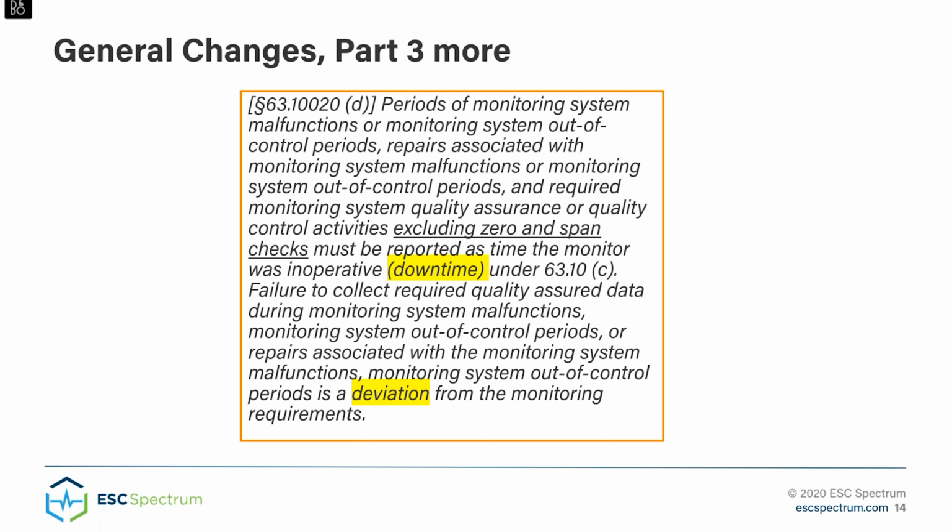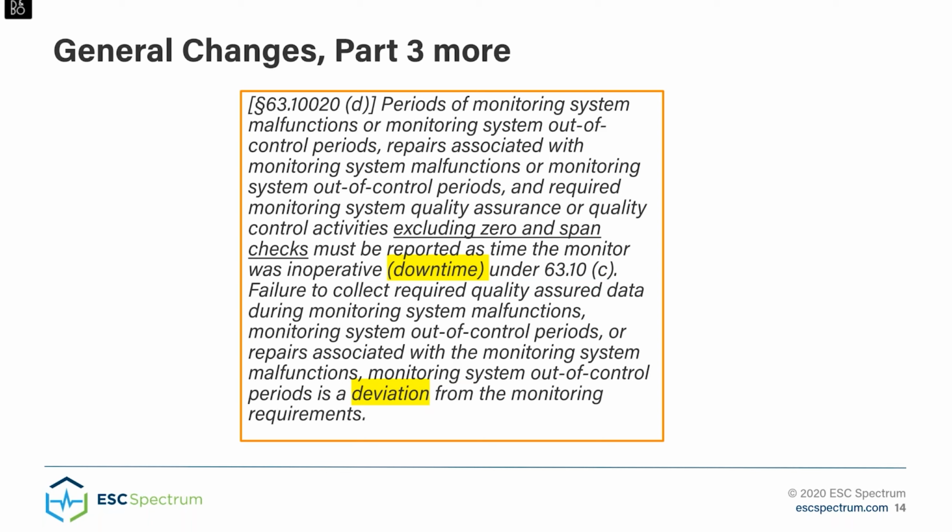It says that periods of monitoring system malfunctions or monitoring system out-of-control periods, repairs associated with those monitoring system malfunctions or monitoring system out-of-control periods, and required monitoring system quality assurance or quality control checks, excluding zero and span checks, must be reported as time the monitor was inoperative, or in other words, downtime, under 63.10 subparagraph (c).